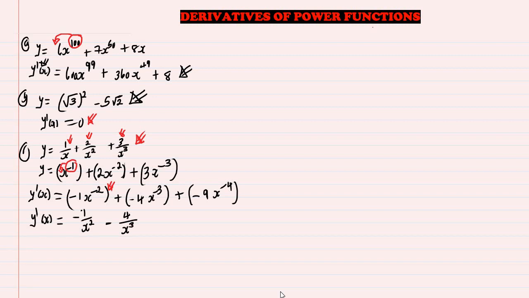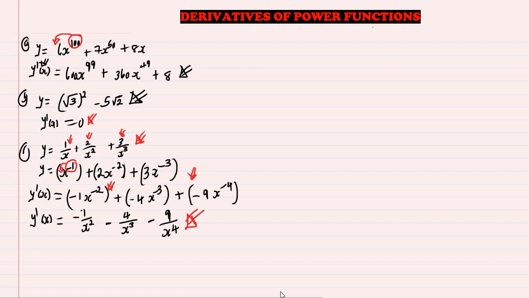Okay, guys? Now for the last function, as you can see, we're having negative multiplied by positive, right? So negative multiplied by positive is going to give us negative. So this is negative 9s raised to the power of negative 4, which can also be written as negative 9 over s raised to the power of 4. So guys, this is going to be the final answer.